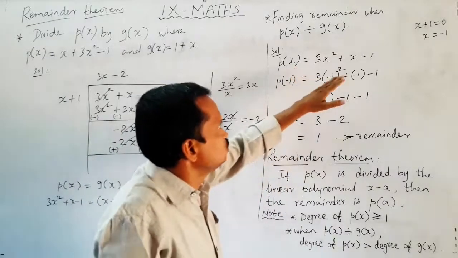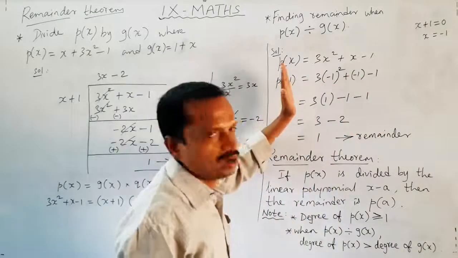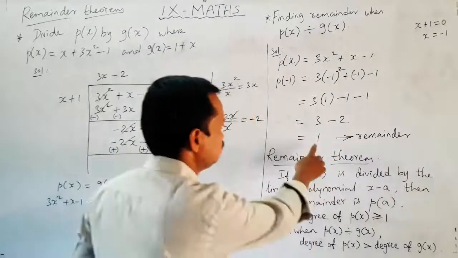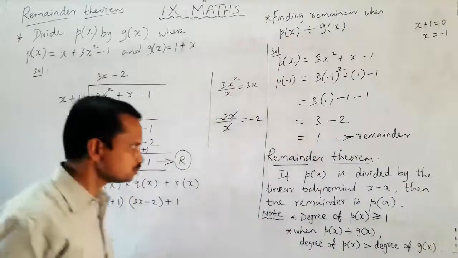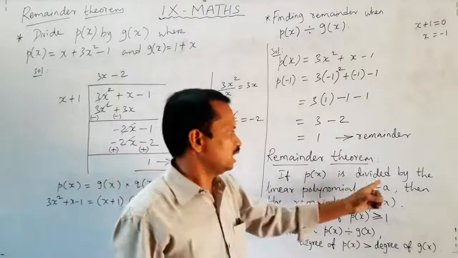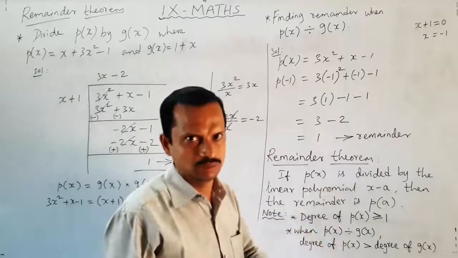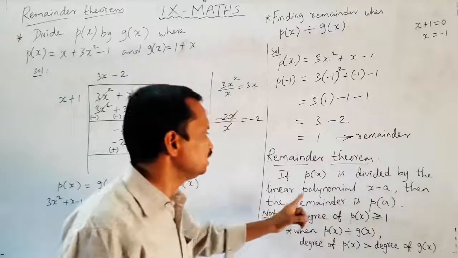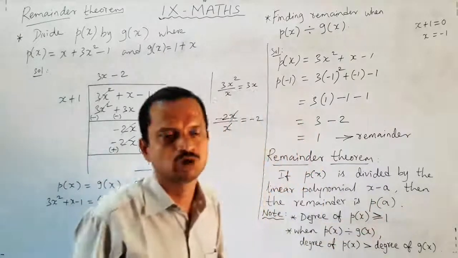So you have to find the 0 of the divisor and substitute it in p of x. Okay, then we get the remainder. You see, here the remainder is 1, and here also the remainder is 1. So what does the remainder theorem say? If p of x, which is any polynomial in variable x, is divided by the linear polynomial x minus a, why are we saying x minus a is a linear polynomial?